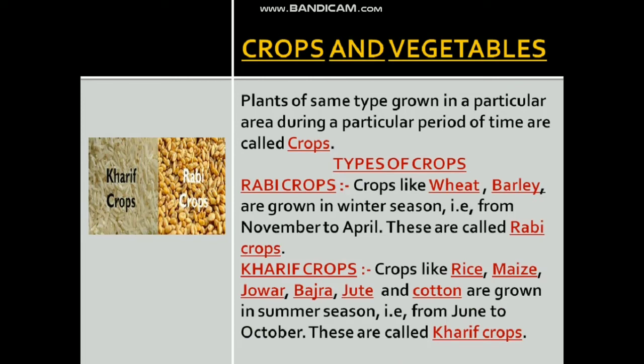Crops like wheat and barley are grown in the winter season from November to April. These are called Rabi crops. Kharif crops: crops like rice, maize, jowar, bajra, jute and cotton are grown in the summer season, that is from June to October. These are called Kharif crops. These are the definitions and examples of Rabi crops and Kharif crops.